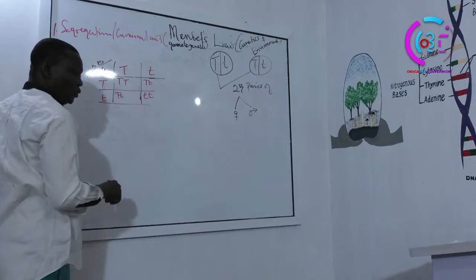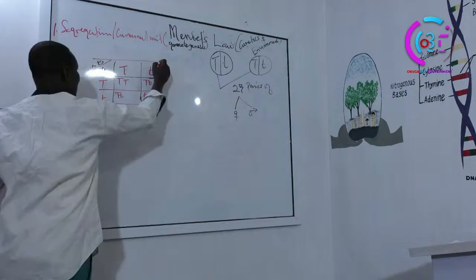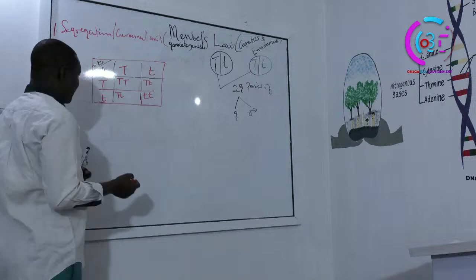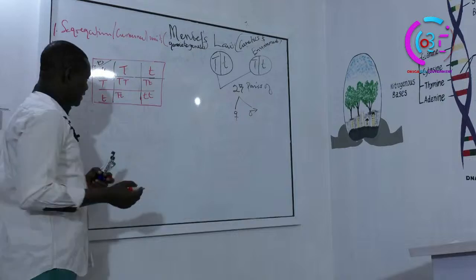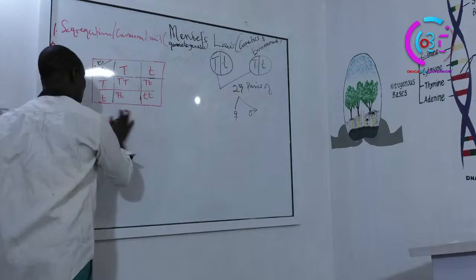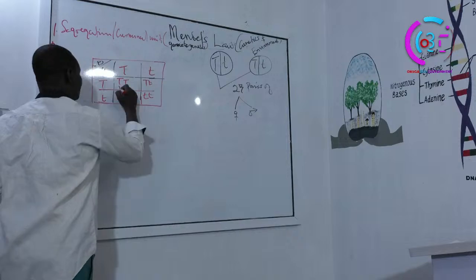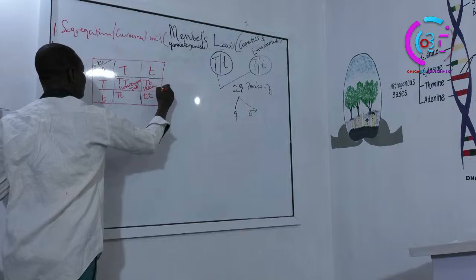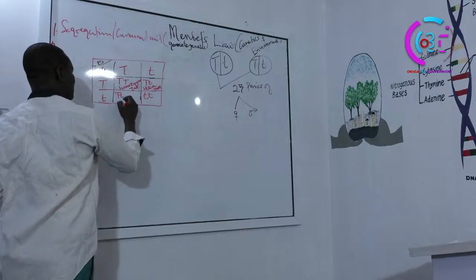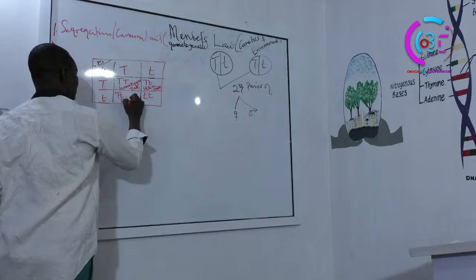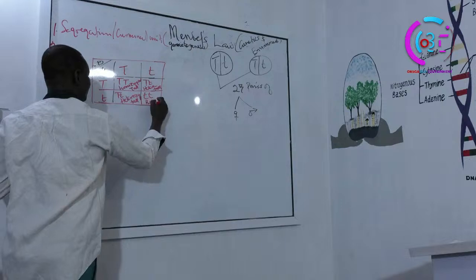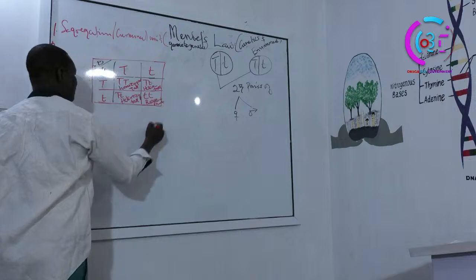And don't forget that I told you that the Punnett square, you have to interpret. If you do not interpret, you are going to be scored low. So this is going to be homozygous tall. This is heterozygous, also tall. This is heterozygous, also tall. Recessive, which is going to be short.